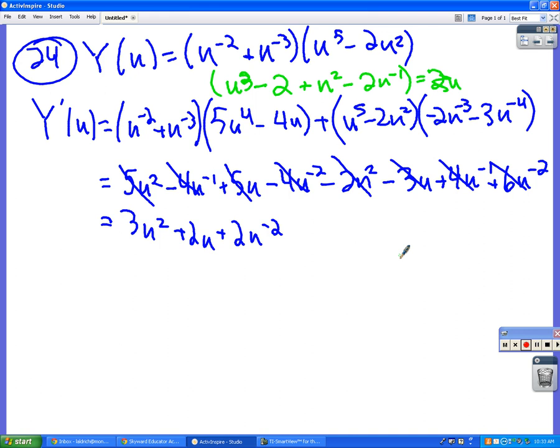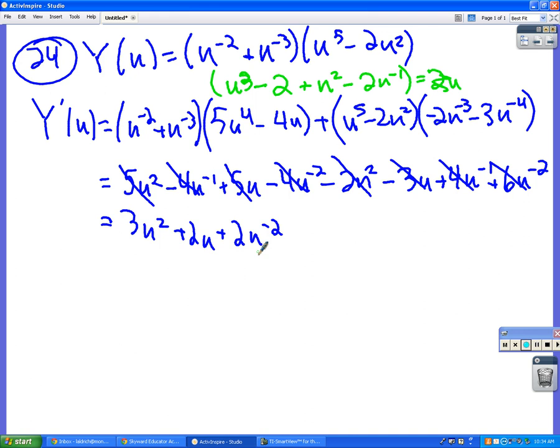Okay, so the derivative of u cubed is 3u squared. The derivative of negative 2 is 0. The derivative of u squared is 2u. And the derivative of negative 2u to the negative 1 is positive 2u to the negative 2. Okay, so simplify first. And then do the derivative.